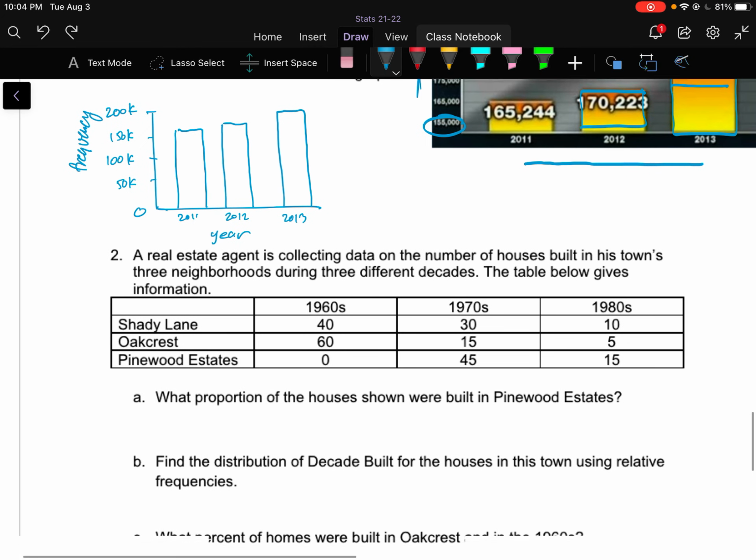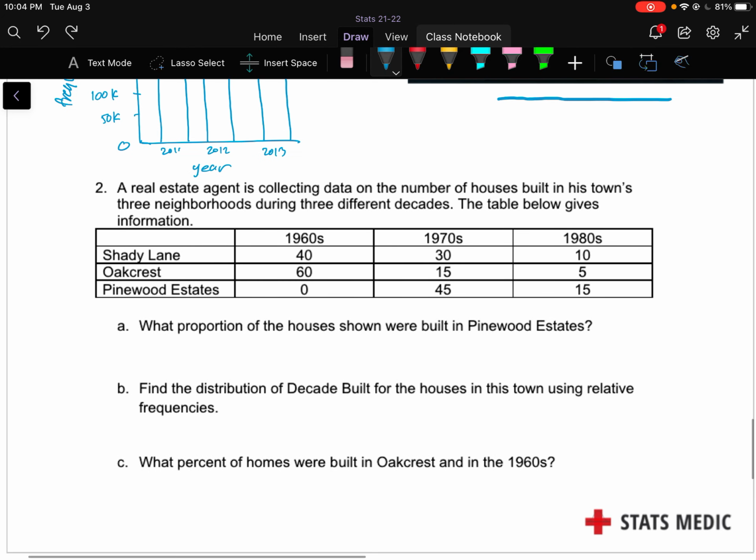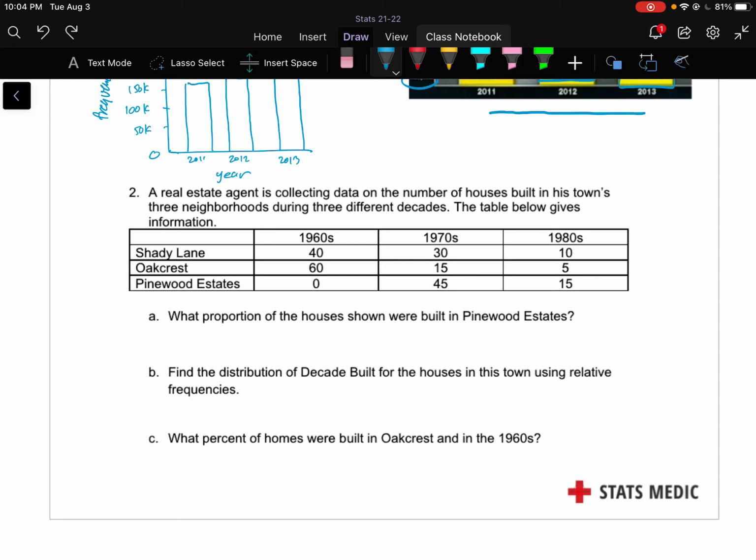All right, number 2. A real estate agent is collecting data on the number of houses built in his town's 3 neighborhoods during 3 different decades. Table below. So we've got the 60s, the 70s, the 80s, and we have the names of the 3 neighborhoods. I noticed right away that there are no totals. So I'm going to go ahead and fill those in before I even read the questions, because I can almost guarantee that we're not going to be able to answer any of those questions until we have the totals.